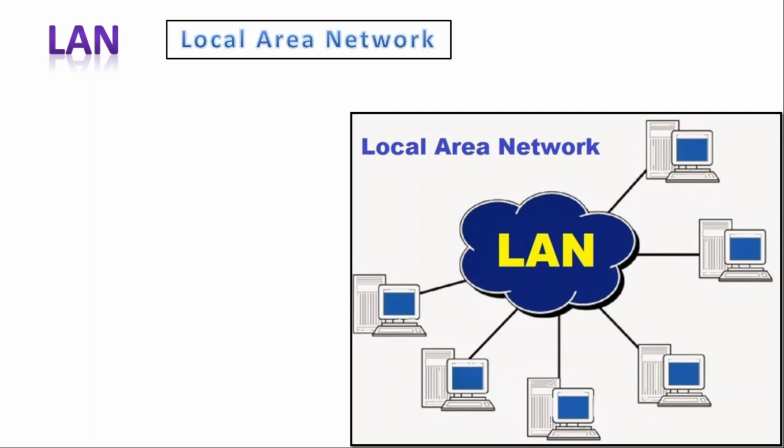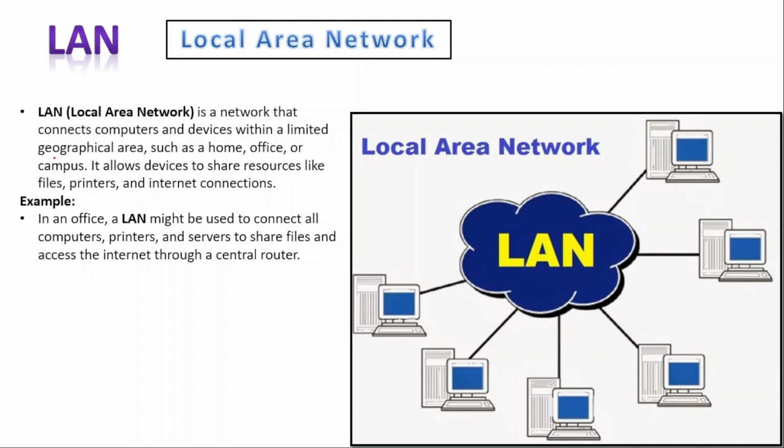LAN, that is local area network. So LAN is a network that connects computers and devices within a limited geographical area such as a home, office, or campus. It allows devices to share resources like files, printers, and internet connections. Example: in an office, a LAN might be used to connect all computers, printers, and servers to share files and access the internet through a central router.